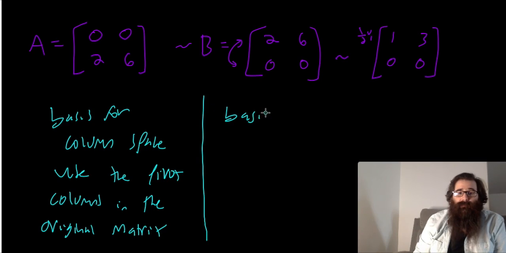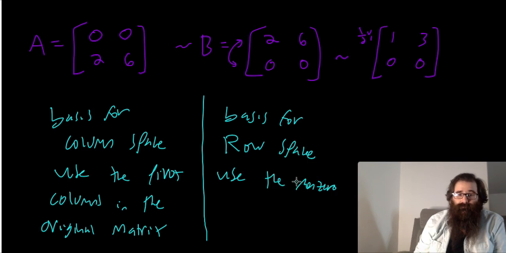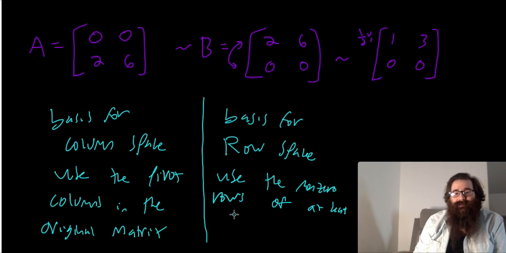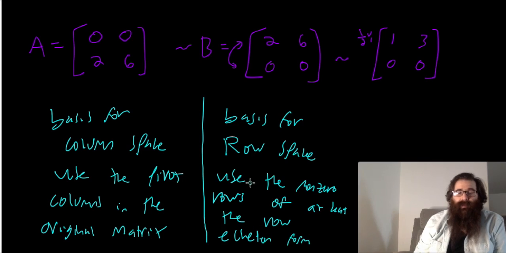However, if we're talking about a basis for row space, we want to use the non-zero rows. I like to call these pivot rows of at least the row echelon form. I have to do some reduction, and be careful. You don't want to be taking these necessarily from the original matrix because of the issue that we just talked about above. Hopefully that makes sense. If you have any questions on this, let me know.